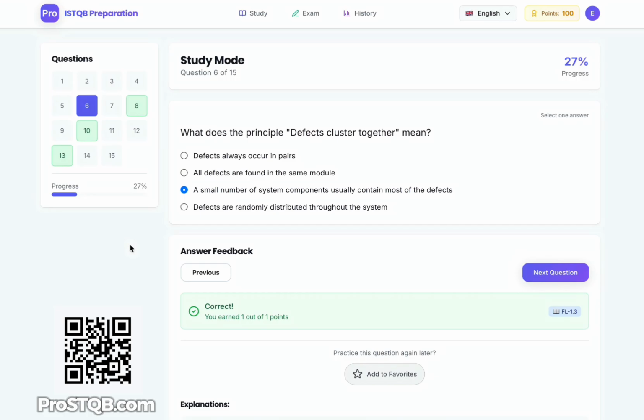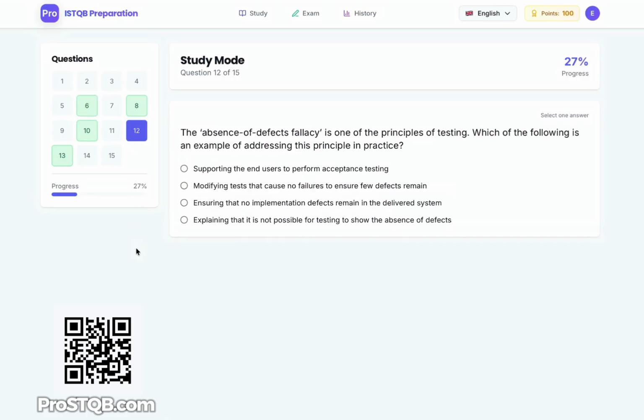Let's move on. Question number 5. The absence of defects fallacy is one of the principles of testing. Which of the following is an example of addressing this principle in practice? This is one of the easiest principles to confuse with another one. The phrase absence of defects sounds very similar to testing shows the presence, not the absence of defects. But they are different ideas.